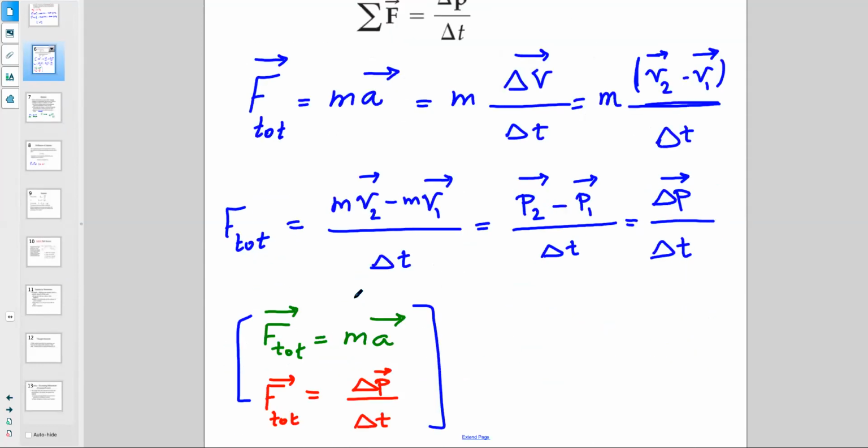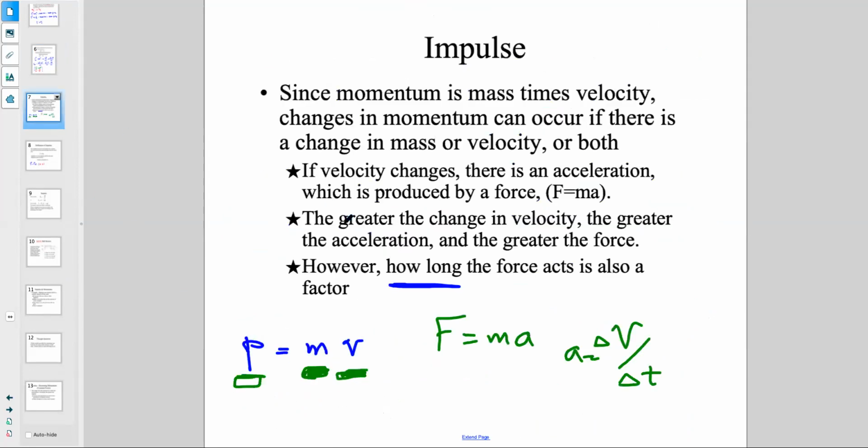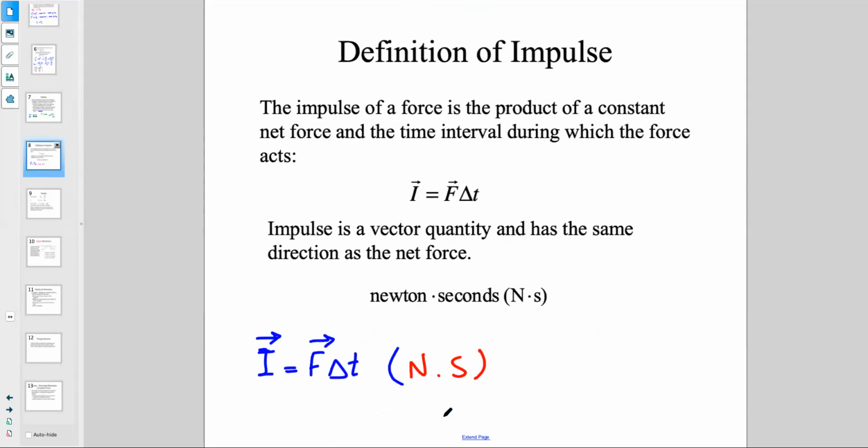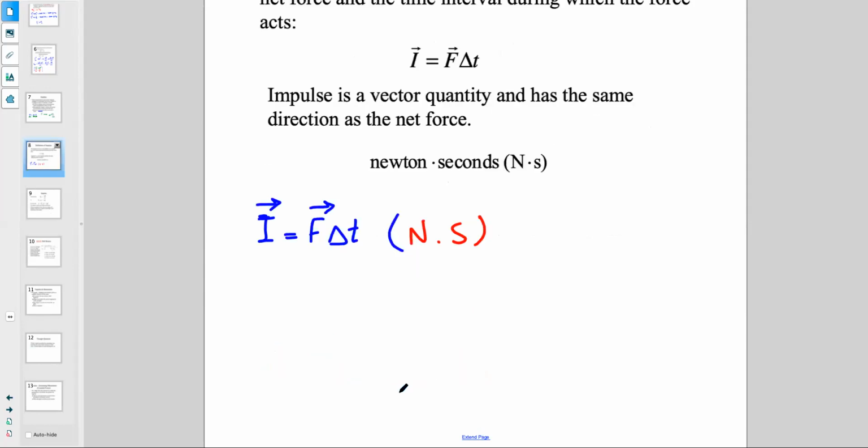F and delta T. Yes, we have seen it in Newton's second law when it was written in terms of momentum, or change in momentum. So in other words, you are dealing with impulse when you're writing your Newton's second law. So let's take a look.